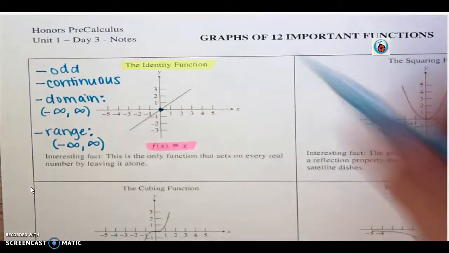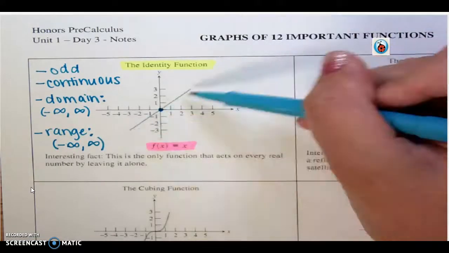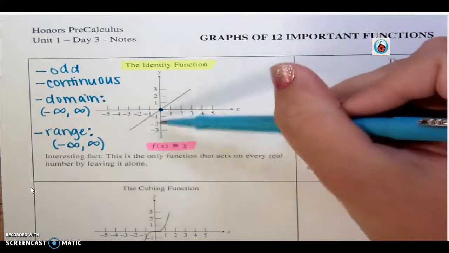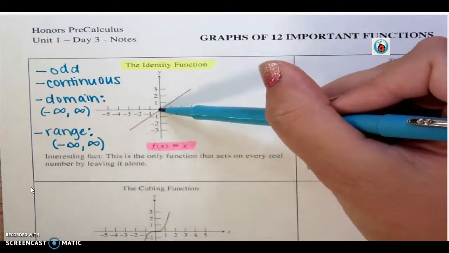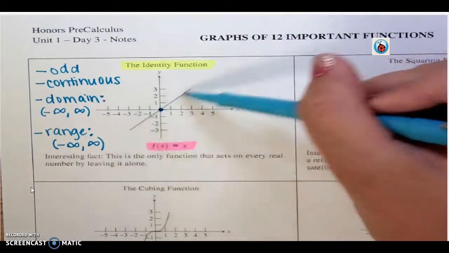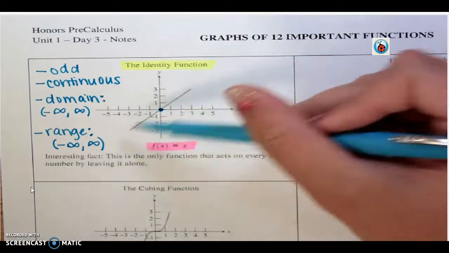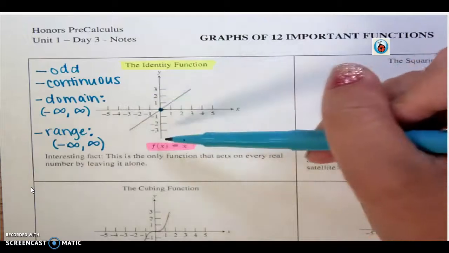Okay, so this is called the identity function. It's just a line, y equals x. It's odd because it is symmetric about the origin. It's continuous, there's no holes or asymptotes. And the domain and range are both all real numbers.